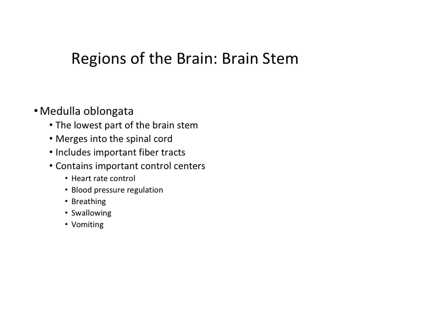It also includes important fiber tracts. These are all just big nerve bundles, and it contains important control centers for heart regulation, for blood pressure regulation, breathing, swallowing, and vomiting. So those are some of the major controls of the medulla oblongata.